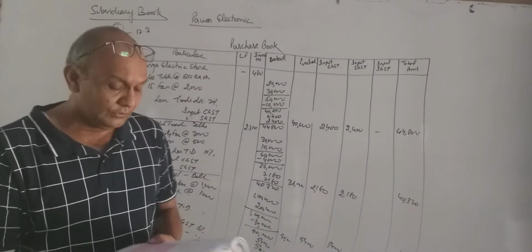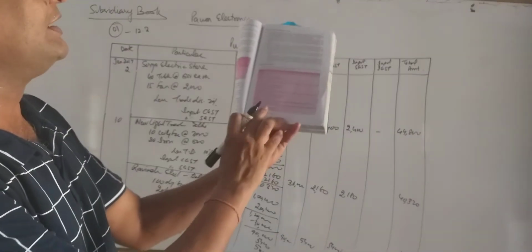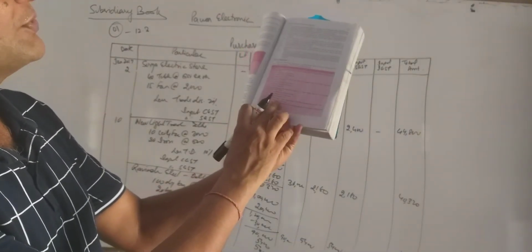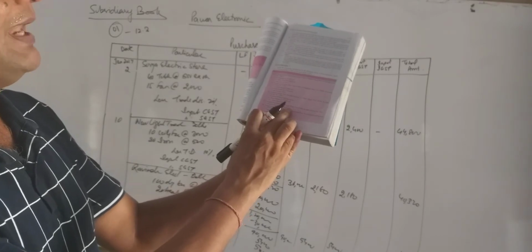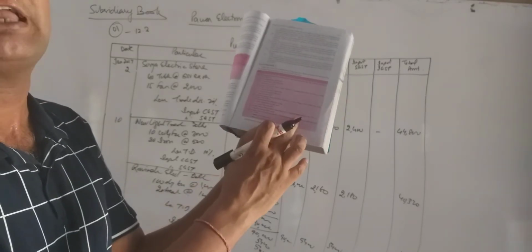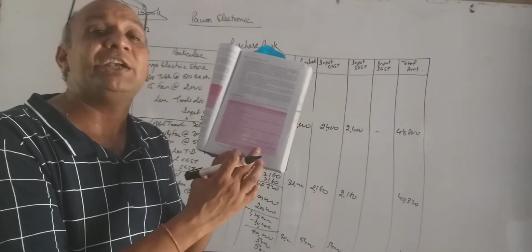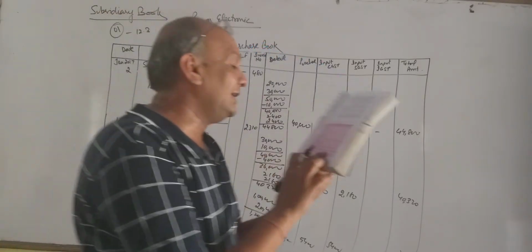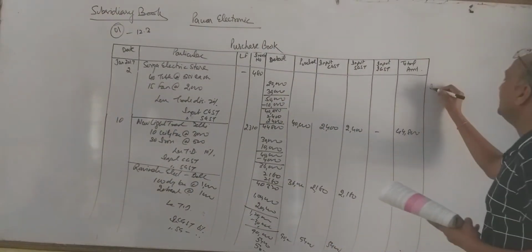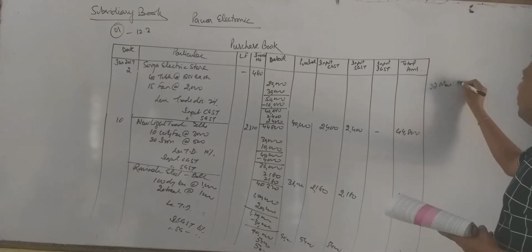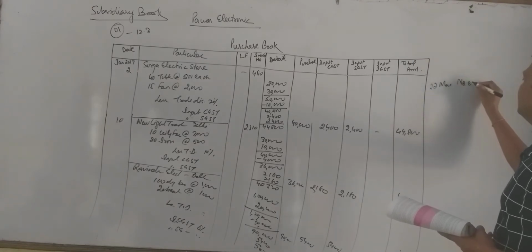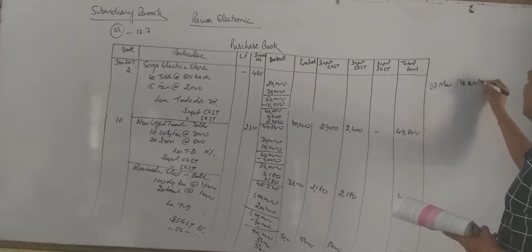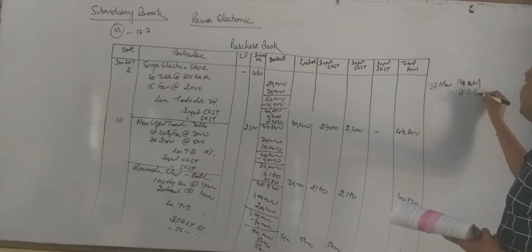Right? Now the entry on 22nd, it is written bought goods from Sunny Lamp, Lajpat Nagar, New Delhi for cash. It is written very clearly, it is a cash transaction. So here put the note: 22nd March, no entry in this book, because it is a cash purchase.